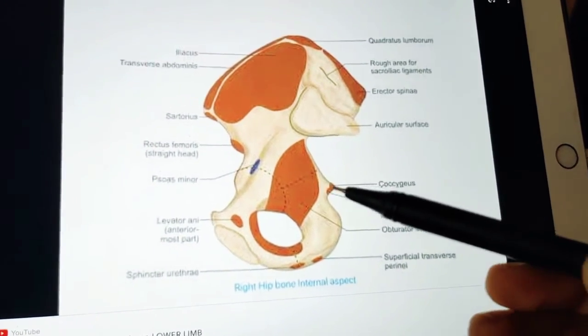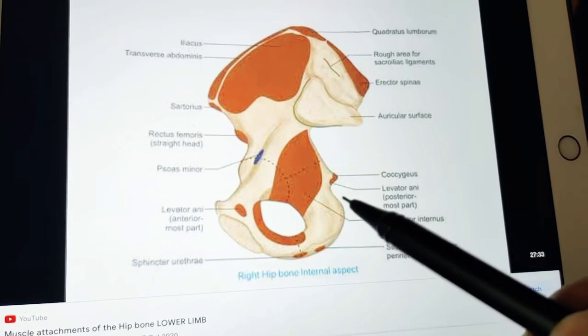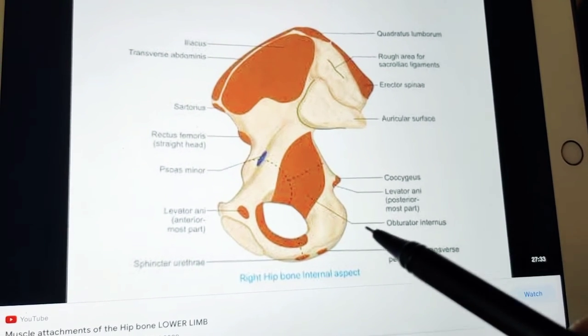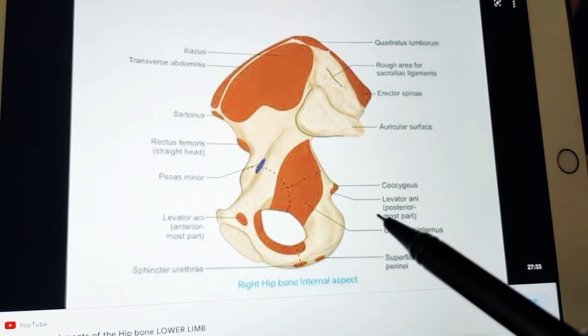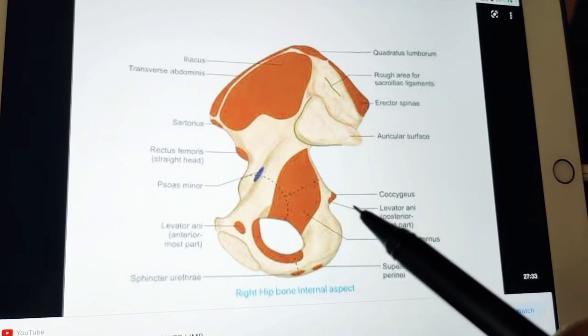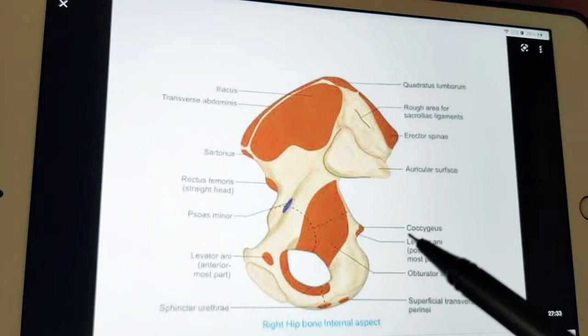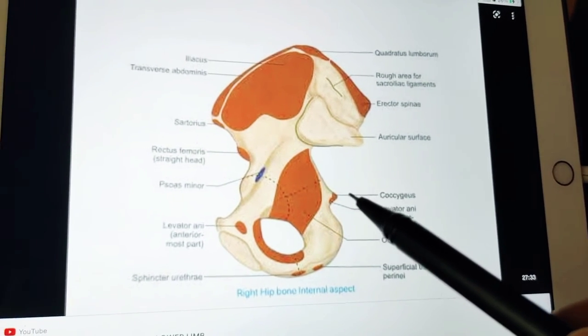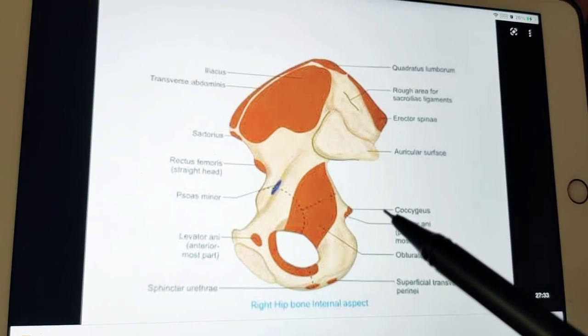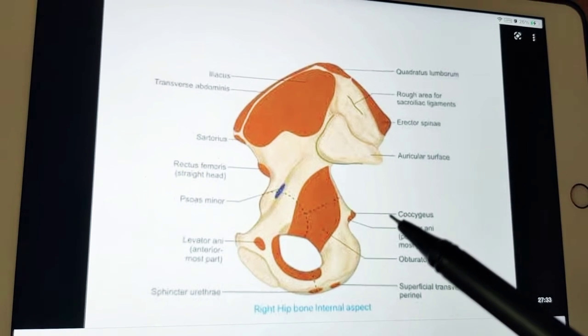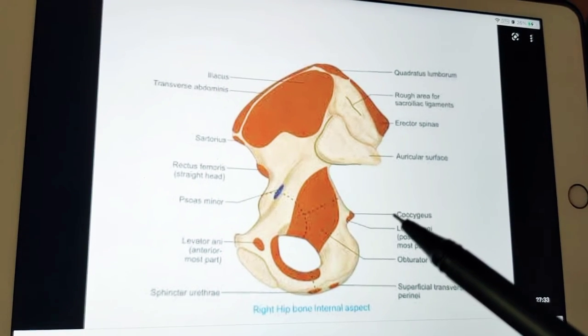Today we are going to start the ischium muscle attachments. First we are going to talk about the ischial spine. So this is the ischial spine. Mainly here you have the levator ani posterior. Most part it's levator ani muscle, taking its origin from the ischial spine, and there is also attachment of the sacrospinous ligament, especially along its margins.